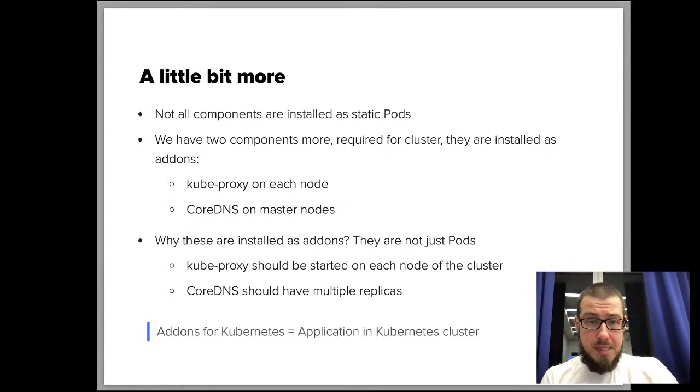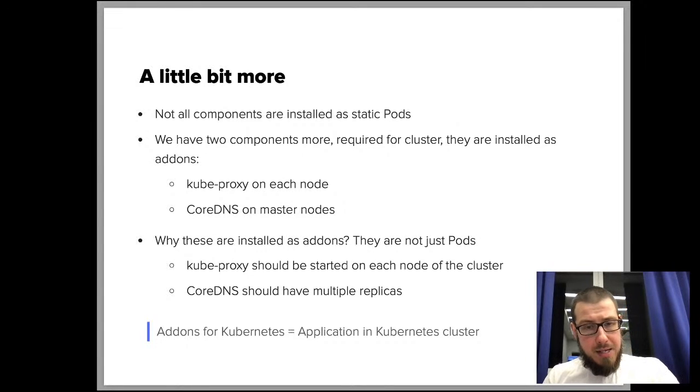And these components are installed as add-ons, meaning they are not just pods. They have special requirements. For example, kube-proxy should be started on each node of the cluster, and there is a special object inside Kubernetes which ensures the defined container will run on each node of the cluster.